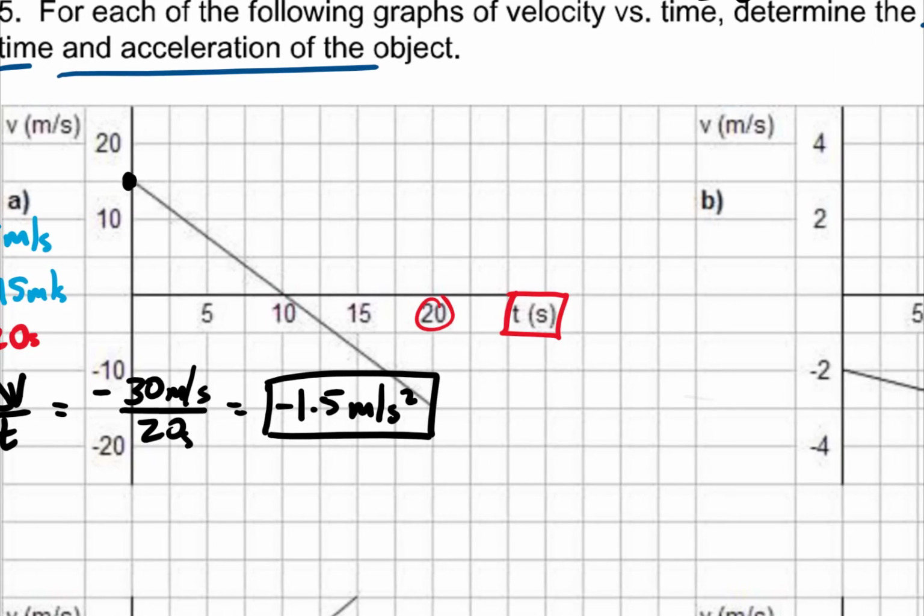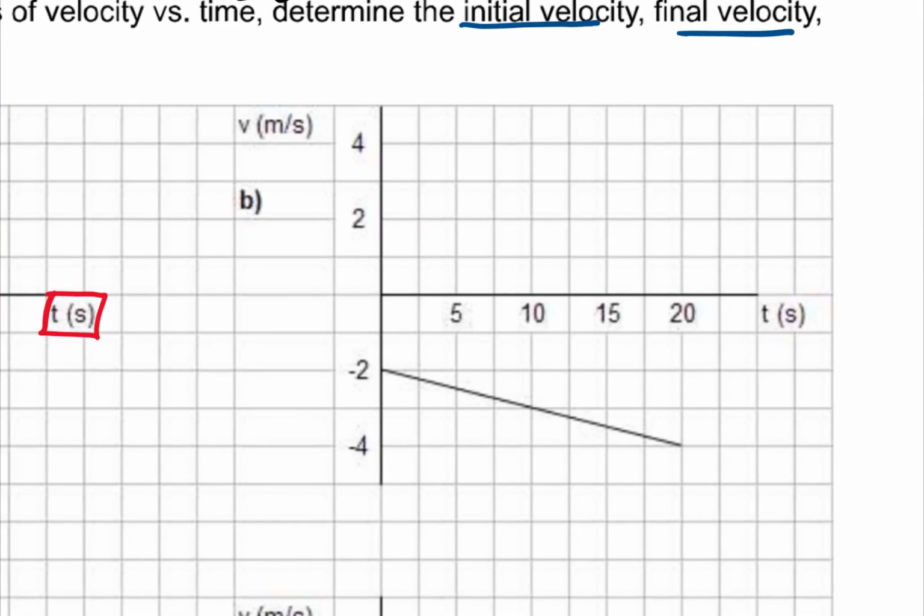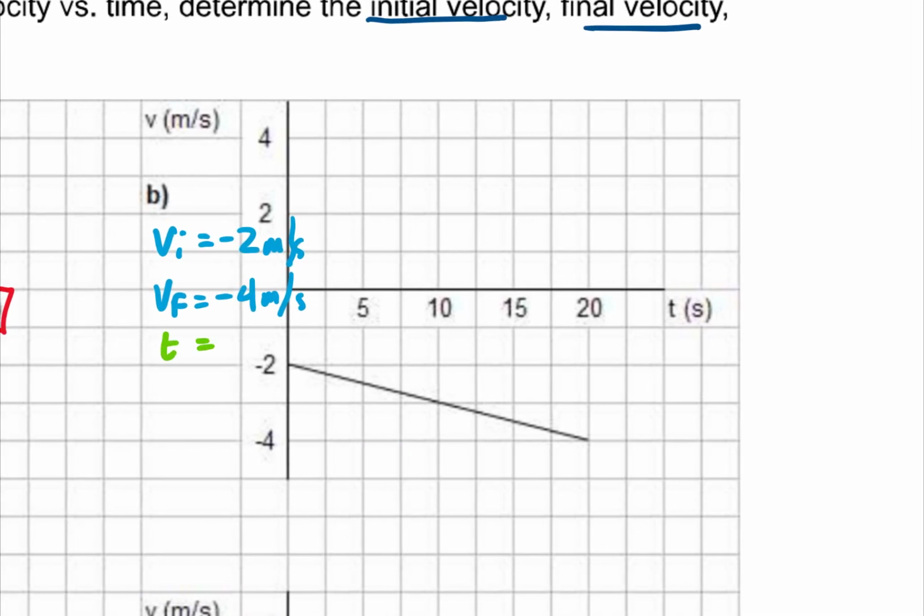Let's do this again on part B. My initial velocity starts right there. It's my y-intercept, and so my initial velocity is negative 2. My final velocity, when we end over here, we read back from the y-axis because that's where my velocity information is. My final velocity is negative 4 meters per second. The time that the entire thing takes place in is again 20 seconds.